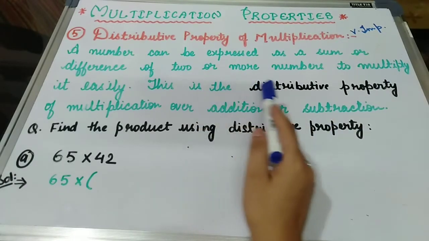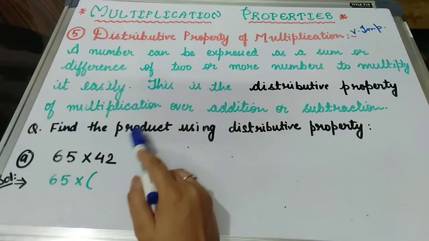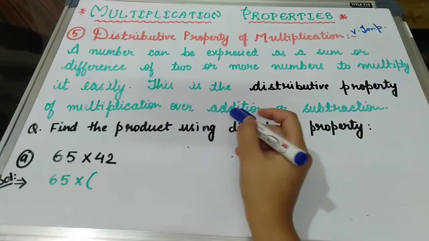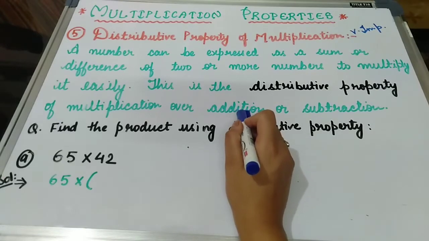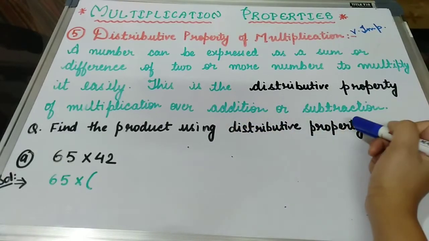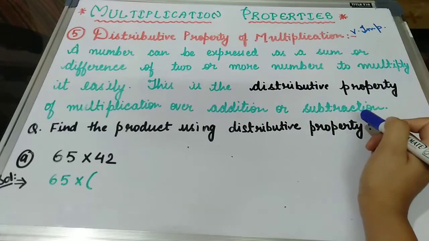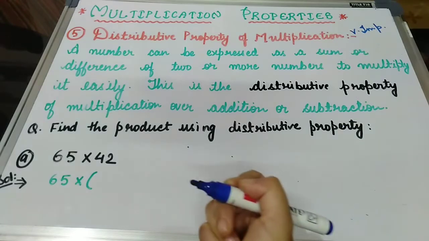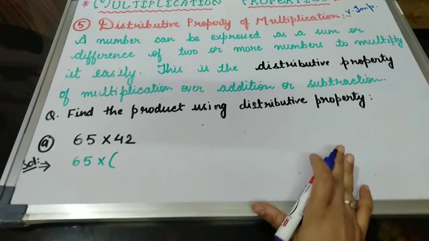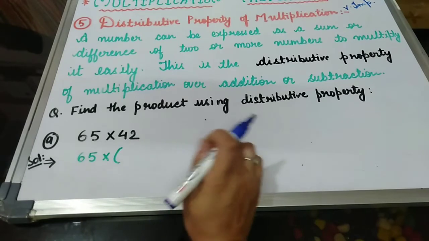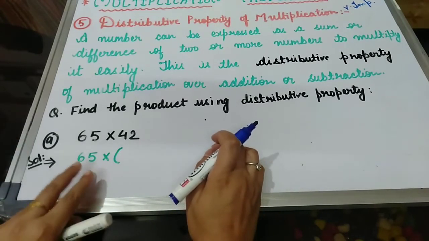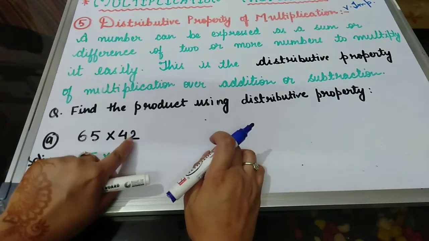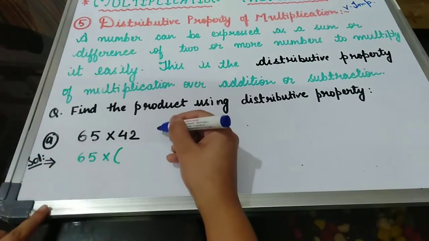This is the distributive property of multiplication over addition. So what we will do, we will take a number and express that number in the form of addition or in the form of subtraction, like we used to do in expanded form. Let us see it through an example. So here is the example, 65 into 42. Now what you have to do, keep the first number as it is. Now the second number we will break. Now 42 is what?